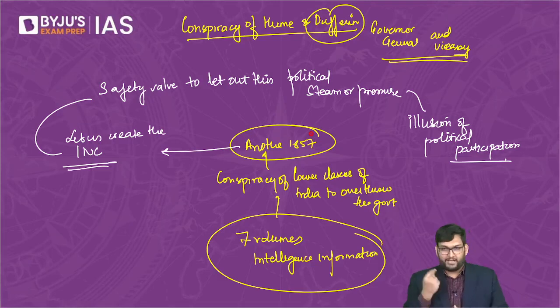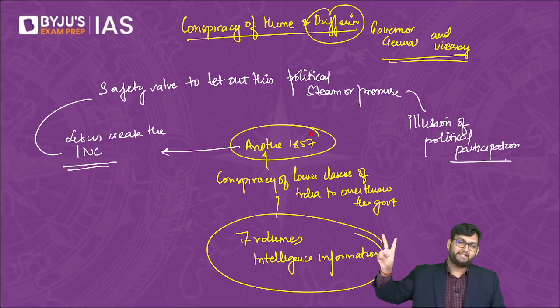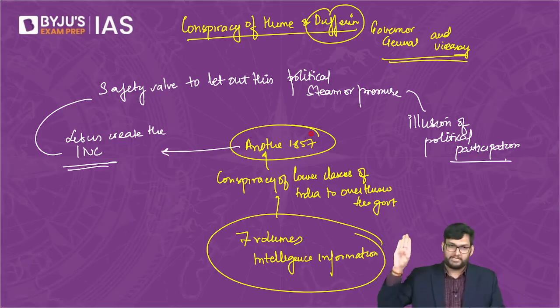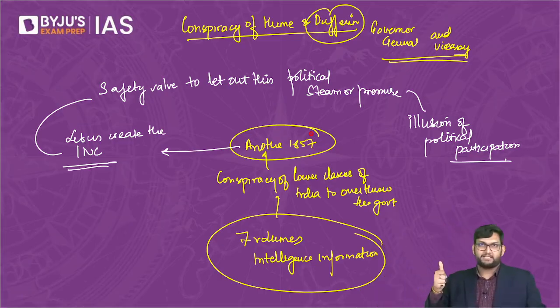Now, first and foremost point is, there is this story of 7 volumes, another 1857, and political steam, conspiracy of Hume and Dufferin. Is this story clear first to you? Because then I'll systematically create an understanding. The story makes sense. Yes? Now, you understand the story.